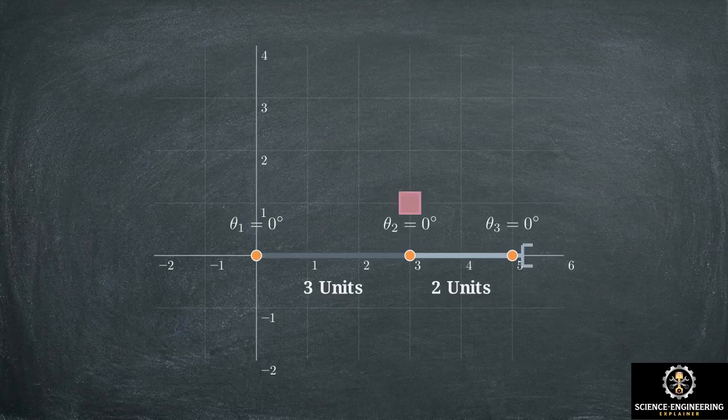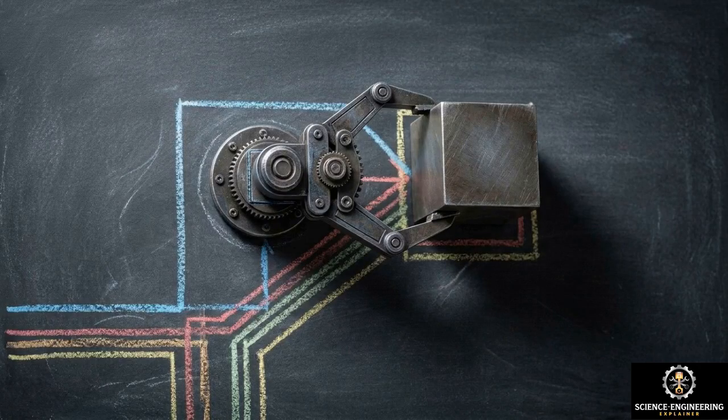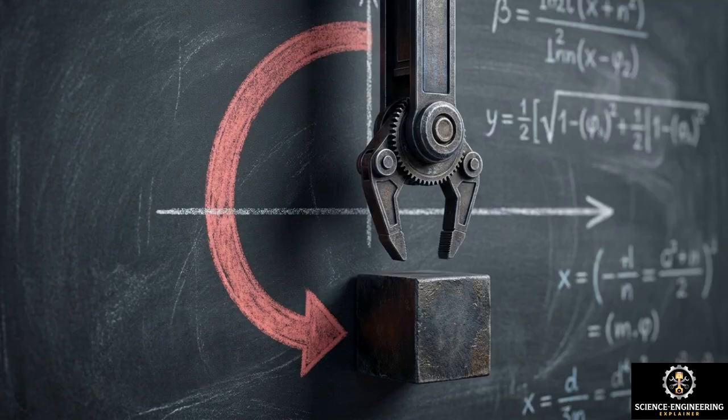Now, introduce an object into the workspace that the arm needs to grab. We can define this object's location using exact Cartesian coordinates, 3 units along the x-axis and 1 unit up the y-axis. But reaching the correct spatial location is only part of the problem. A gripper must also approach the object from the correct angle. For this specific task, the end effector requires a target orientation of -90 degrees.